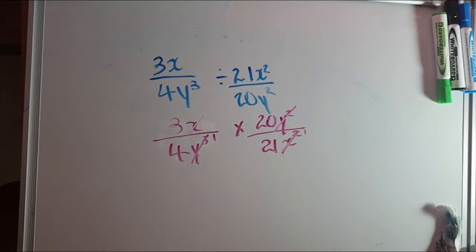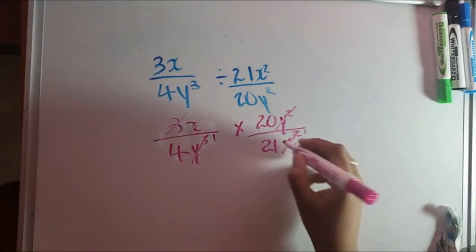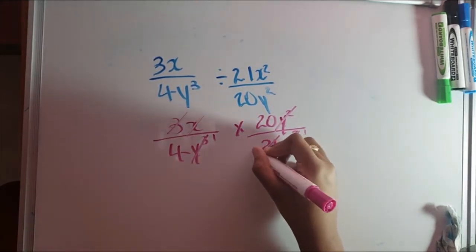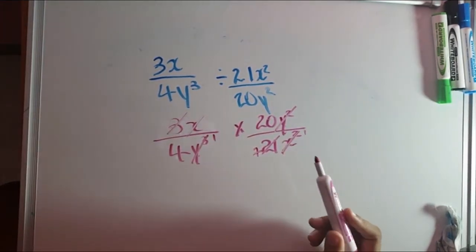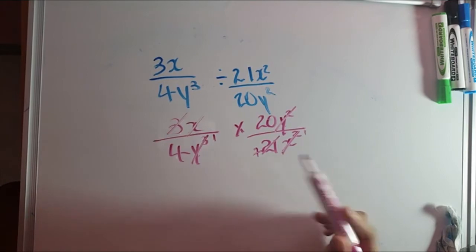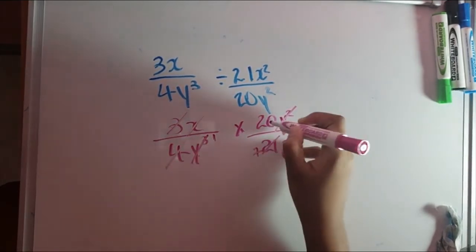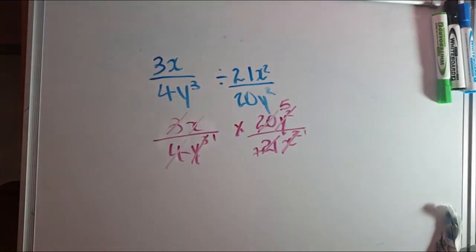Then we're going to look and we're going to say, oh, 3 times 7 is equal to 21. So 21 divided by 3 is equal to 7. So this 3 would cancel and we'd have 7. 4 times 5 is equal to 20. Therefore 20 over 4 is going to be equal to 5. See, it wasn't that hard.